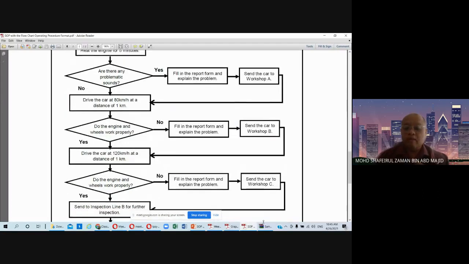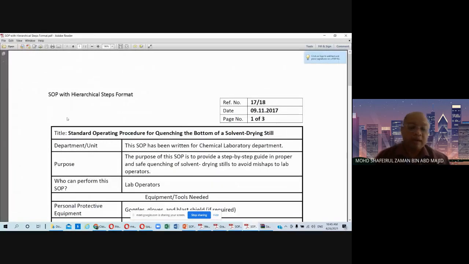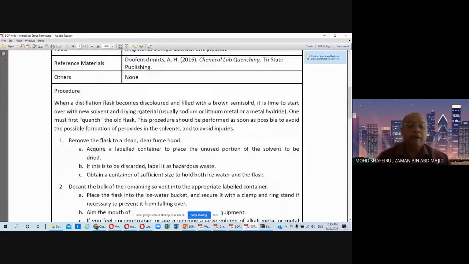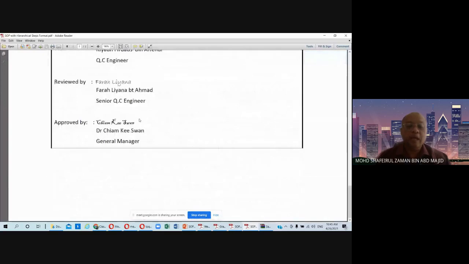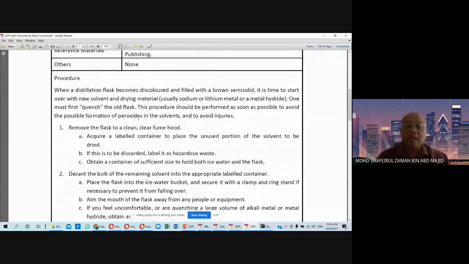The last example is the hierarchical operating procedure. Same thing here: reference number, the date, the page number, the title, everything that we have discussed earlier. You can see it here. In the hierarchical procedure, the procedure is arranged according to the sequence: number one, number two, number three, until the end of it.